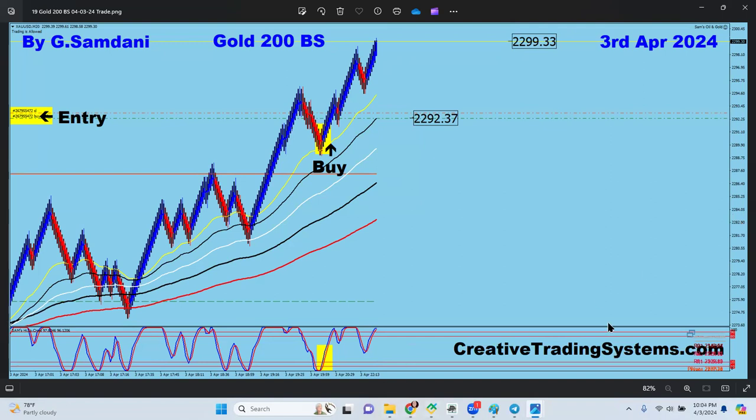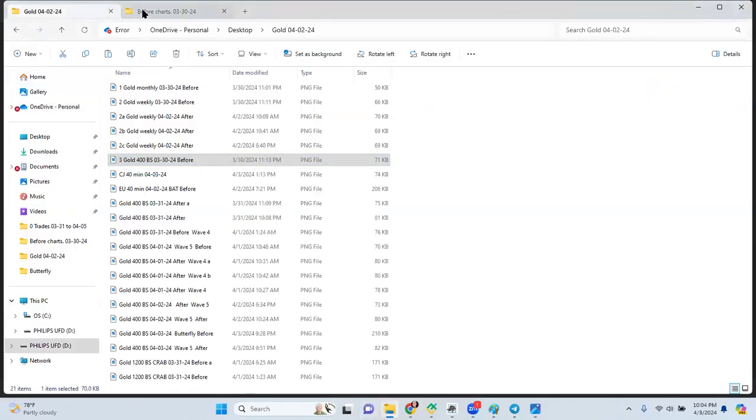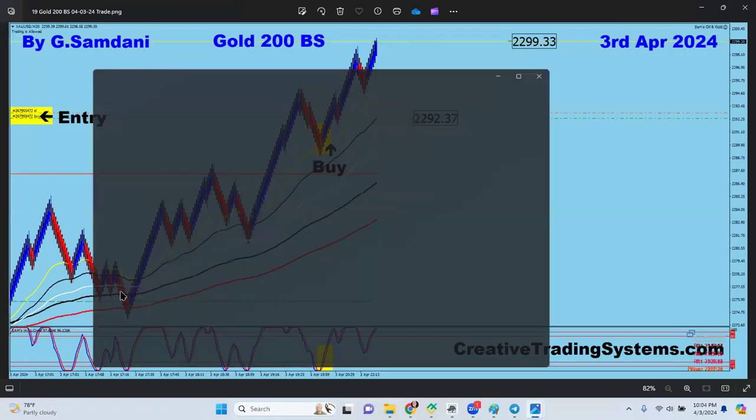Now, why did I close these trades at 2299? Because there's another chart I just made, and I was targeting that. I forgot to have it here. Let me just quickly get it.